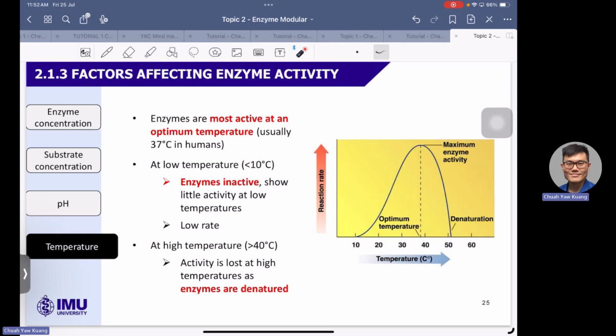And it's going to disturb the bonding. So when the temperature is higher than optimum, it's going to affect the hydrogen bonding, van der Waals forces, hydrophobic interaction, and even the ionic bonding. And if you further increase it, then it will break even the disulfide bridge. So all the bonding is almost affected.